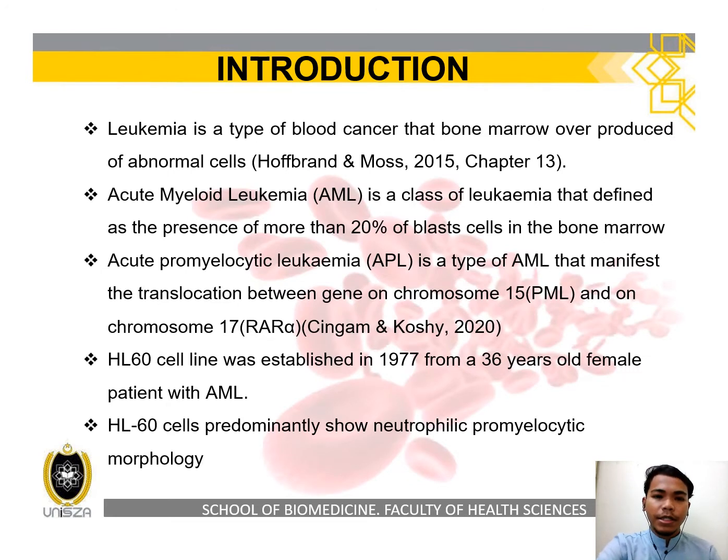And then for the introduction, as we all know that leukemia is a type of blood cancer. And then AML is a type of leukemia alongside with ALL. AML is signified as the presence of more than 20% of blood cells in the bone marrow. And then APL is a subclass of AML that manifests the translocation between two genes on chromosome 15 and chromosome 17. And in this study, we will use the cryopreserved HL60 cell line that was established from a 36 years old female that suffered from APL.